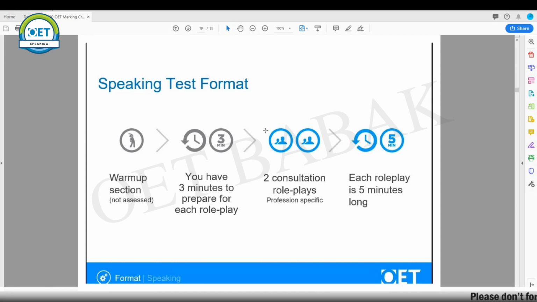Then you will be given a role play card, which gives you a scenario. You have 3 minutes to prepare and 5 minutes to play the role. And then you will have 2 consultations, basically 3 minutes, 5 minutes, again 3 minutes, 5 minutes.